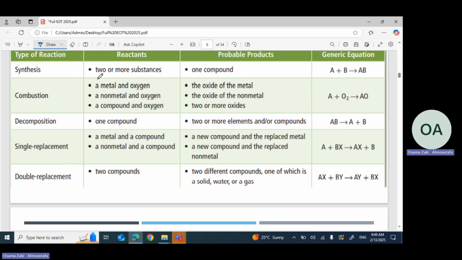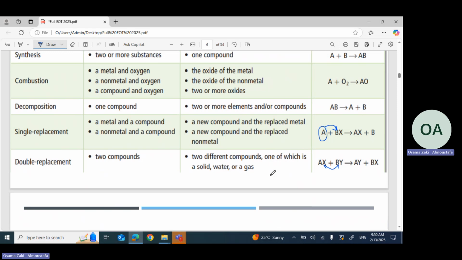Here in the single replacement, A, for example, will try to kick out B. So if A is more reactive than B, B will be kicked out, and A will take the place of B. So it will produce AX plus B. This is in the single replacement. In double replacement, we just swap between X and Y, or A and B. So if we swap between X and Y, A will get Y, B will get X. So this is the double replacement.